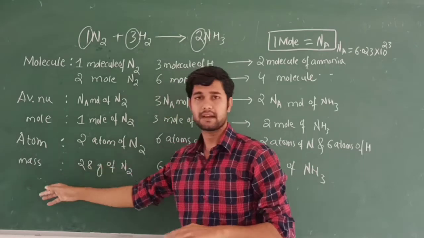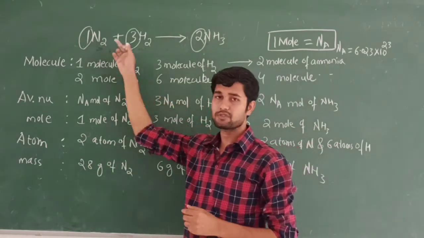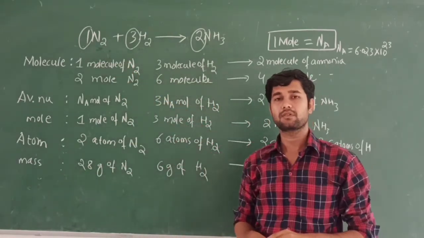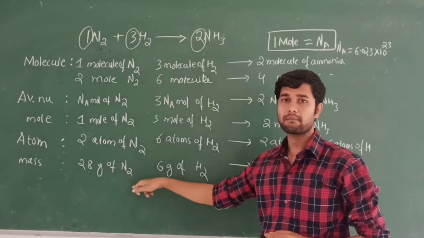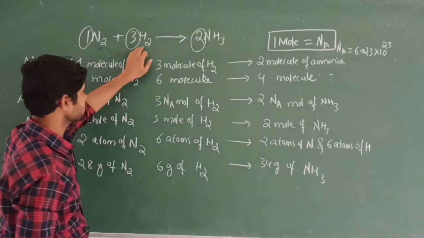And lastly, come to the mass. You know that for nitrogen, the atomic mass is 14. With 2 atoms, it becomes 28 grams of nitrogen, which is going to combine with the hydrogen.